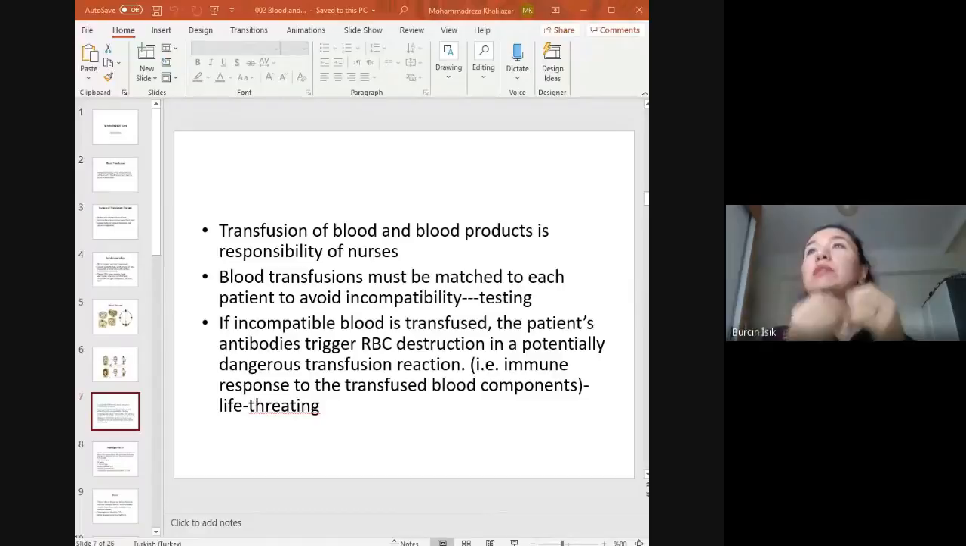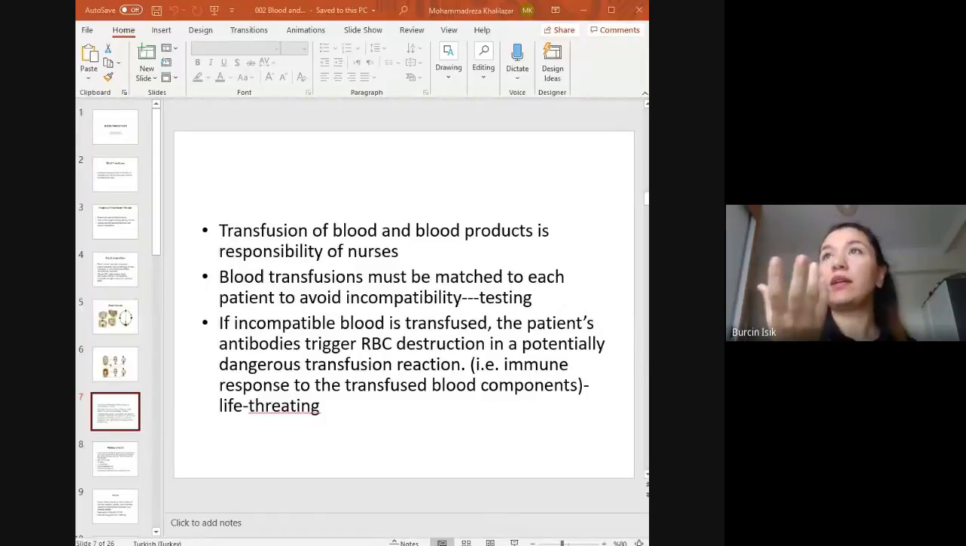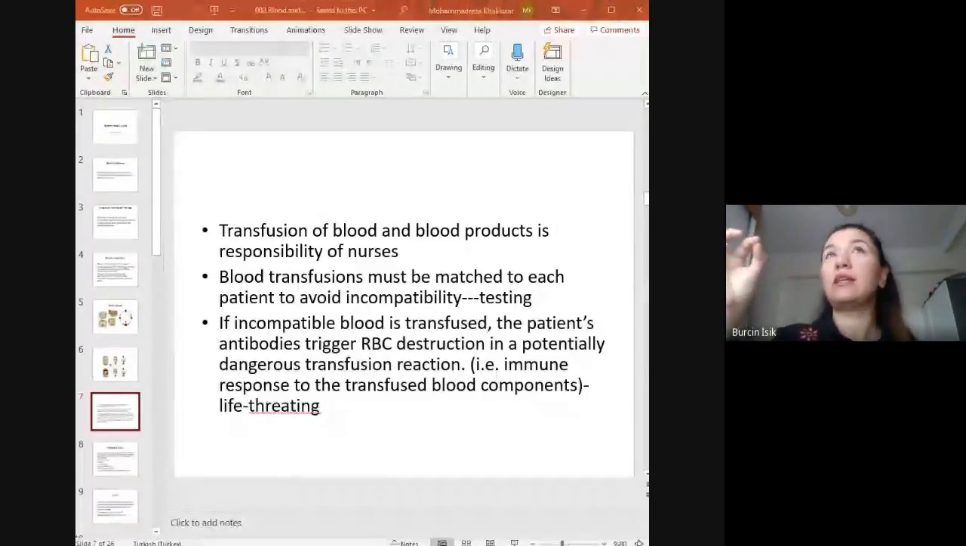You must also check the blood pack or plasma with your eyes. For example, plasma is liquid and white, and there isn't anything inside. If you see anything in the blood pack, it means hemolysis happened, and you can't use that blood.